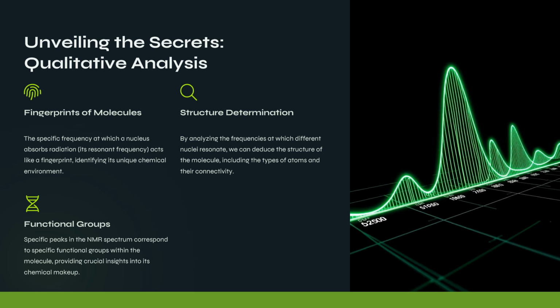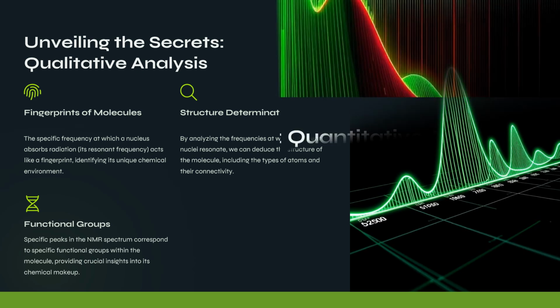In addition to identifying individual atoms, specific peaks in the NMR spectrum correspond to functional groups within the molecule. These peaks give us important clues about the chemical makeup and properties of the molecule.